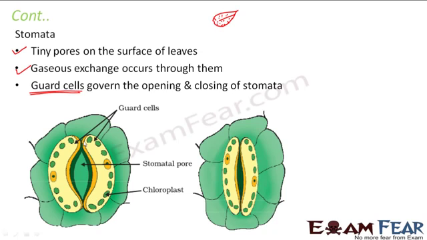When water enters inside, what happens? The guard cells swell. When they swell up, the opening also increases. So the pore opens. Now when water is taken out from here, what happens? The guard cells will shrink, and when the guard cells shrink, this stomatal pore also shrinks. So the stomata gets closed.